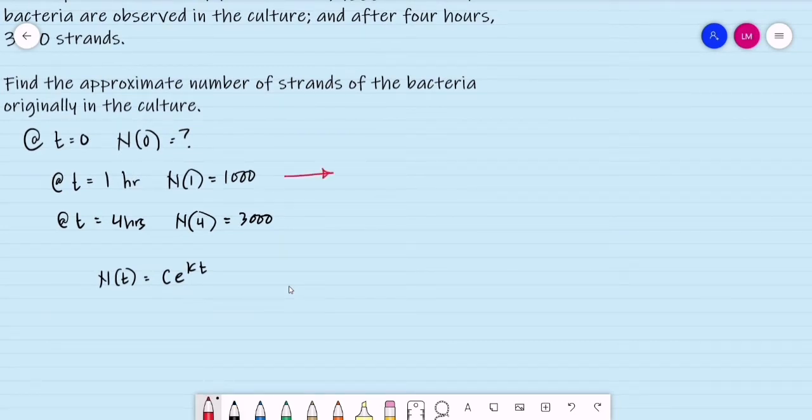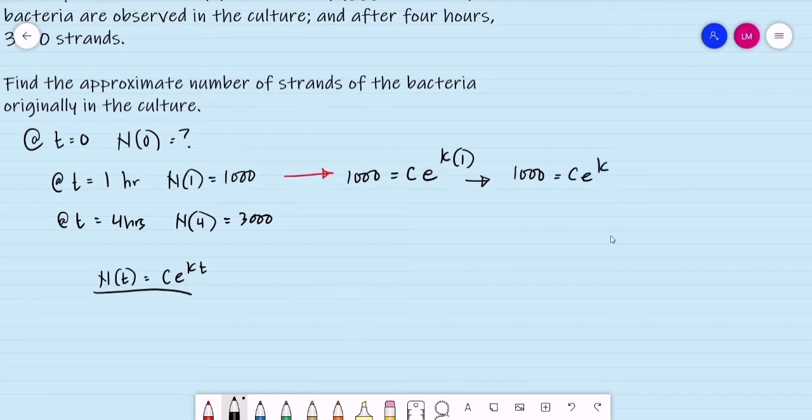So let us use the first set. That is at n of 1, that is 1,000, or at time equal to 1 hour. So we just substitute: 1,000 is equal to c e raised to k multiplied by 1. So simply, our equation number 1 is 1,000 equal to c e raised to k.